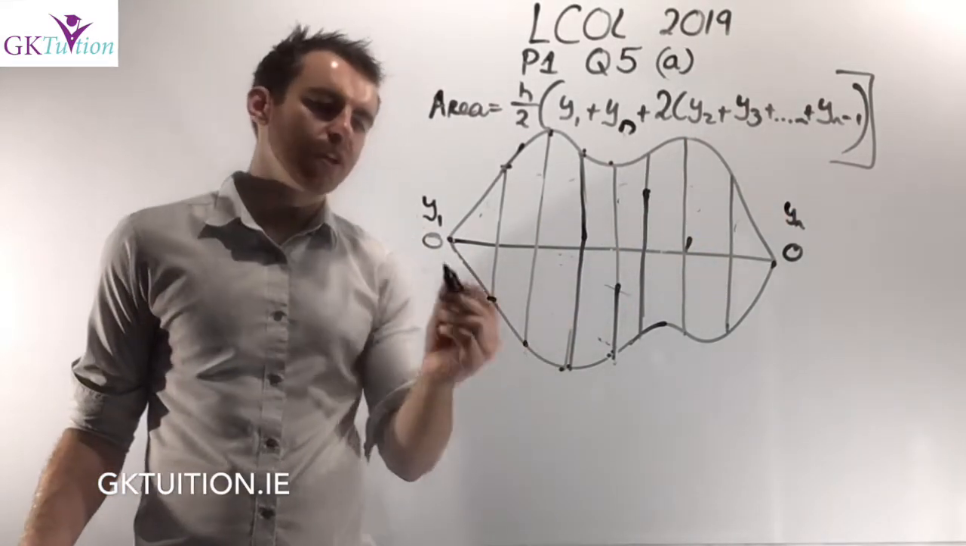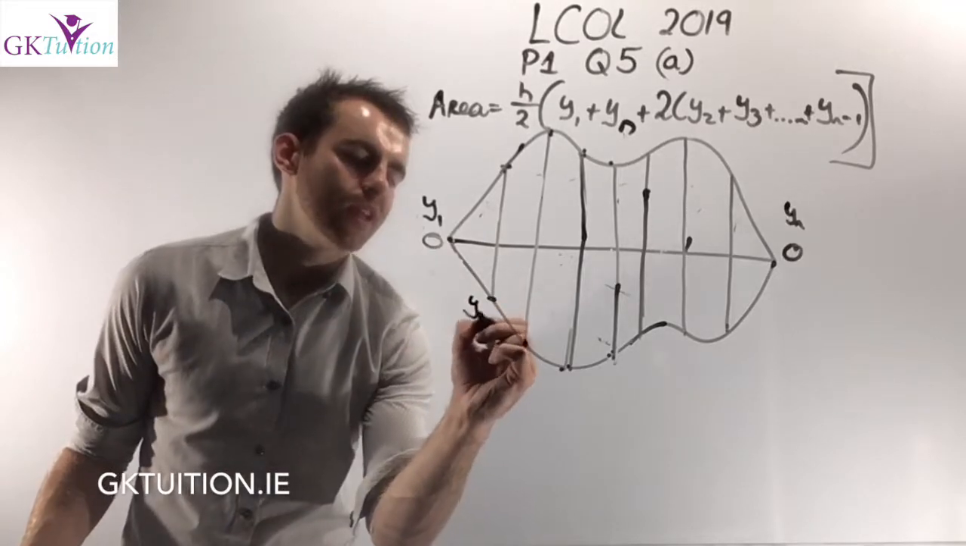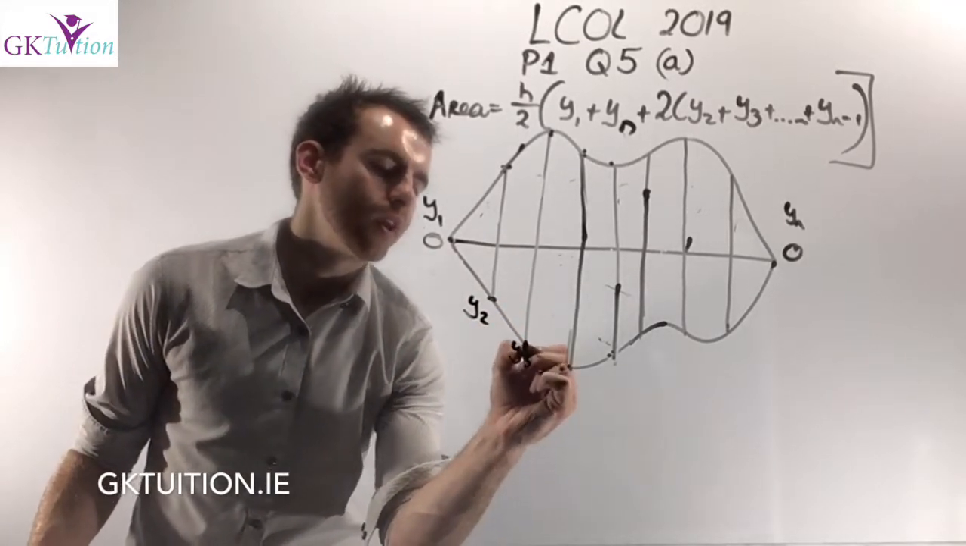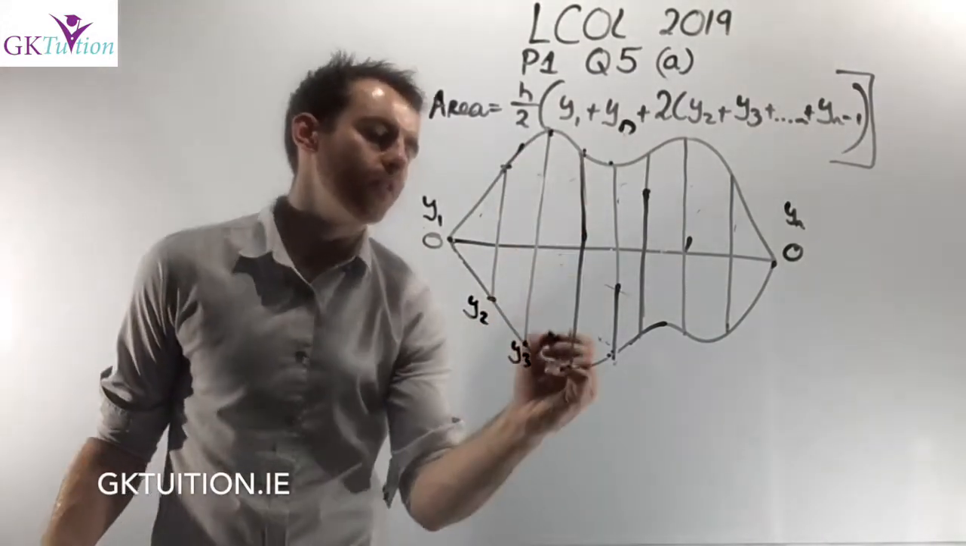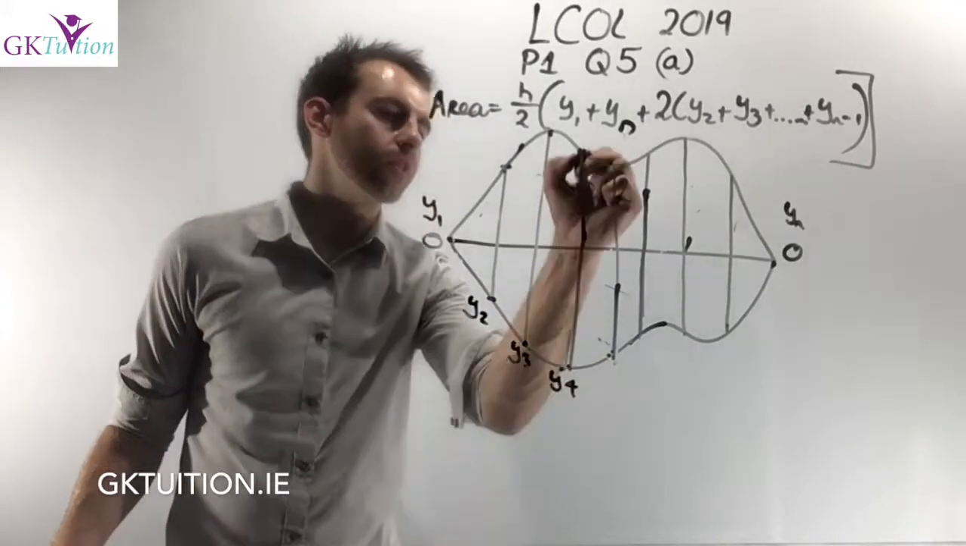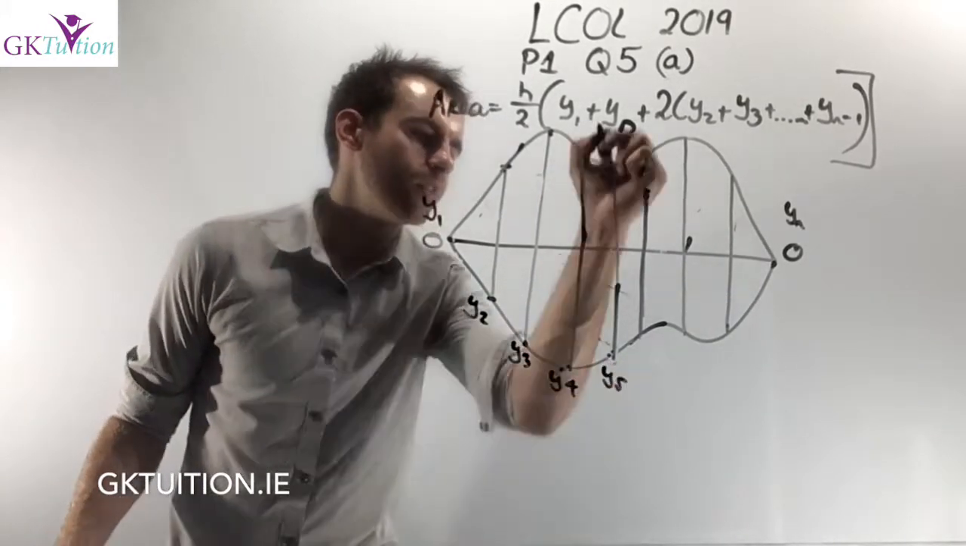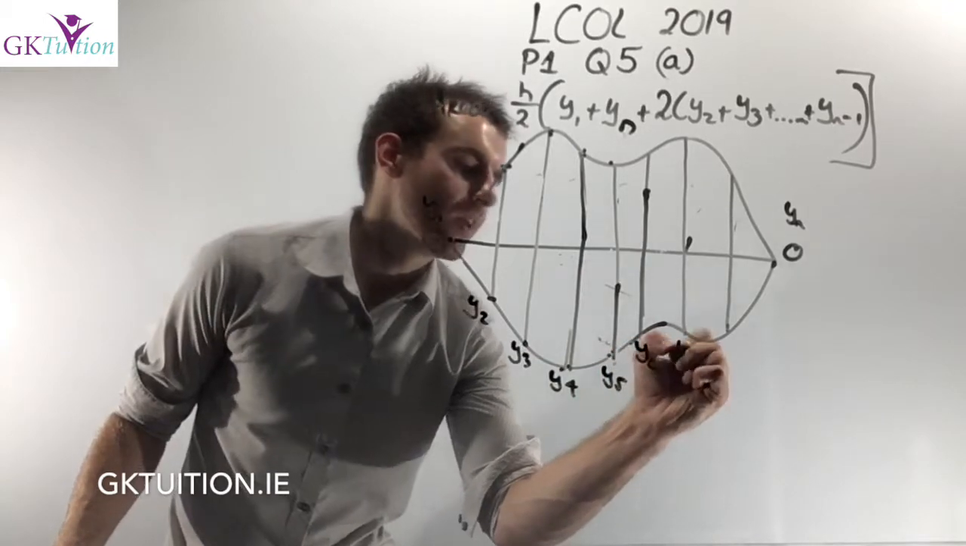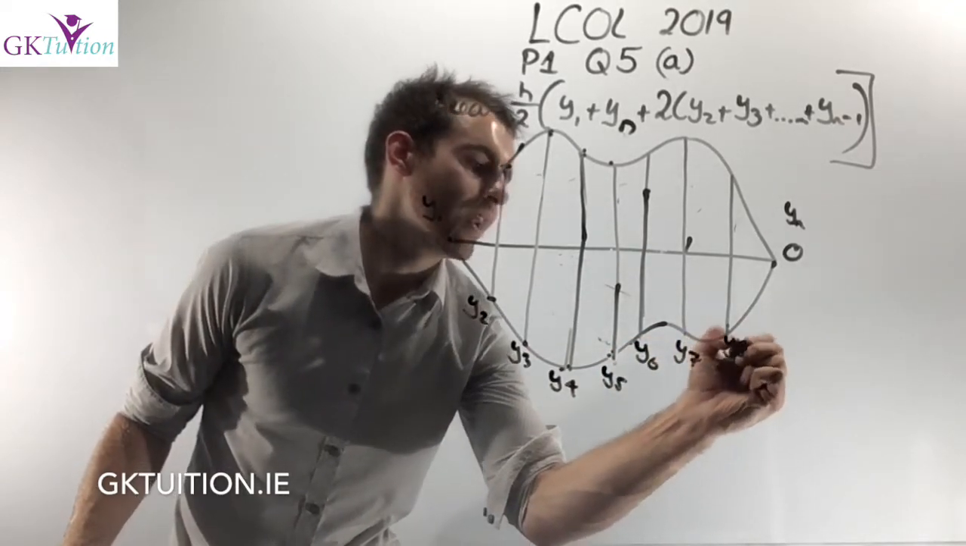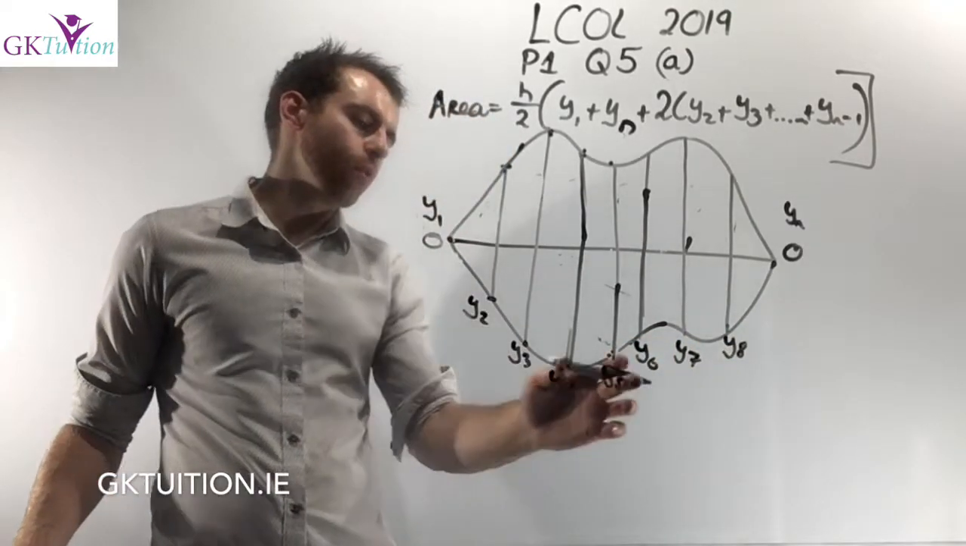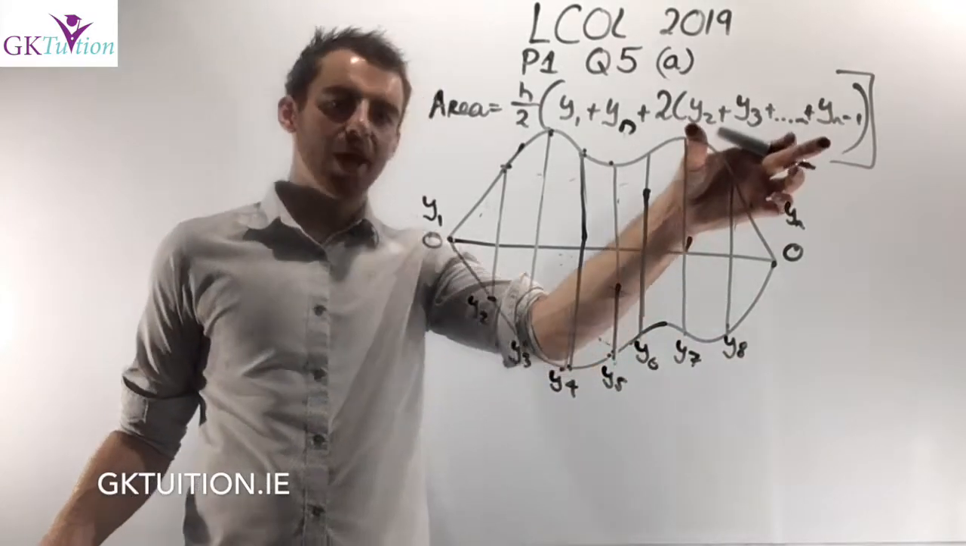I want you to just realize that this is y1, that means the next one, this is y2, this height, y3 will be the distance from there to there, y4 is from here to here, y5 is this one, then y6, then y7, and y8. So I'm going to plug in 2, 3, 4, 5, 6, 7, and 8 into this bracket.